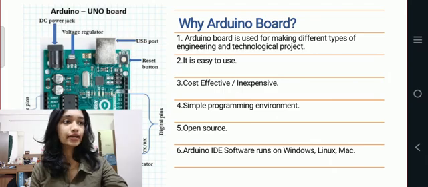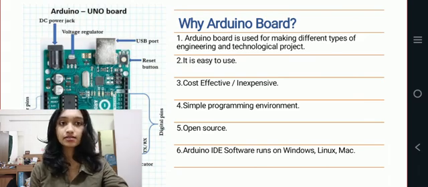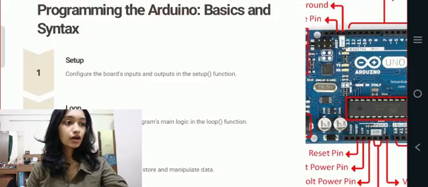Moving on to the next slide, we can see why we use an Arduino board. An Arduino board is used for making different types of engineering and technological projects. It is very easy to use, cost-effective, has a simple programming environment, and is open source. The Arduino IDE software runs on Windows, Linux and Mac.